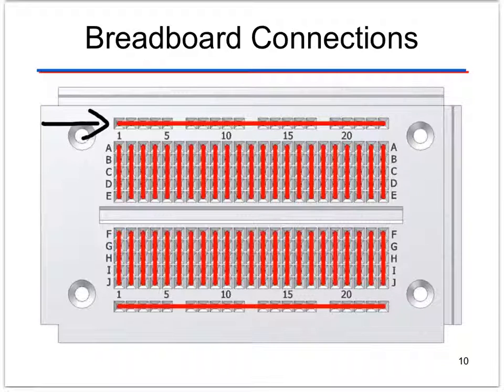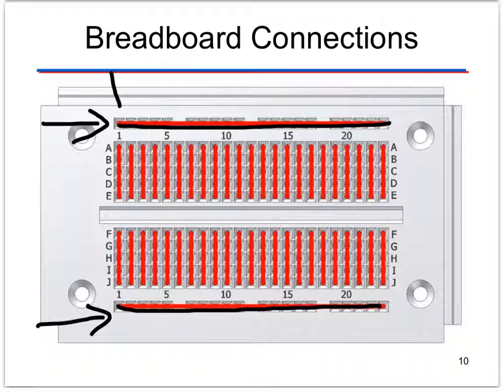Up at the top here and at the bottom, you'll see how the red goes all the way across. Whatever is connected there is also connected there. What does that mean? Well, if I put 5 volts here, it's going to power up this whole strip here. So every hole has 5 volts in it. Okay.